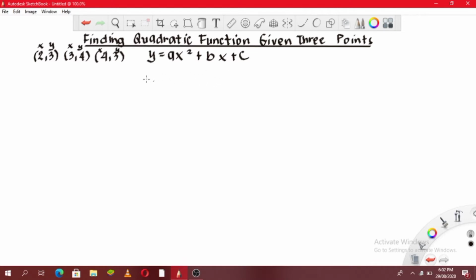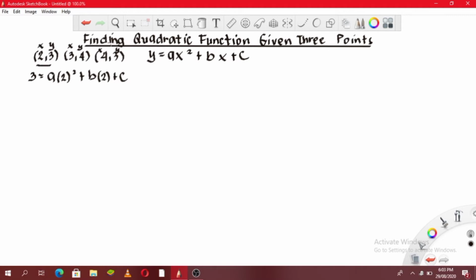So, let's start with 2, 3. Okay po? So, again, 2 is the x-coordinate and 3 is the y-coordinate. Substitute natin itong mga to sa x and y ng general form ng quadratic function. So, yan ay magiging y. So, again, y is 3. So, we have 3 equals a times x. So, x is 2. So, a times 2 squared plus b times x. Again, x is 2. So, b times 2 plus c.